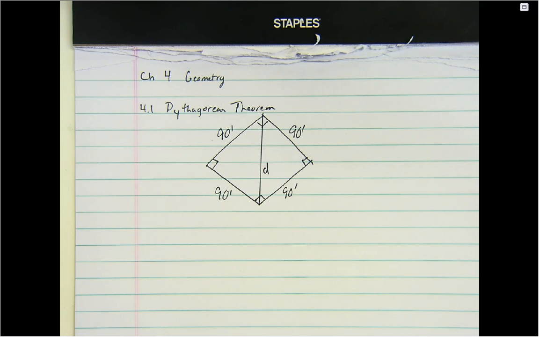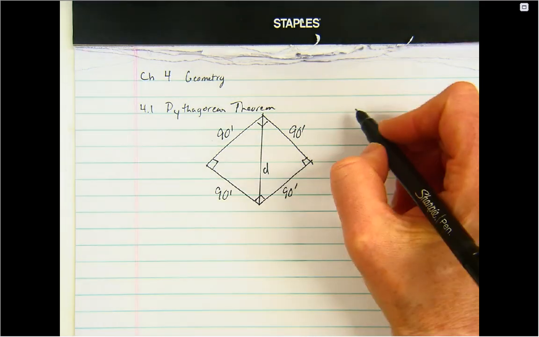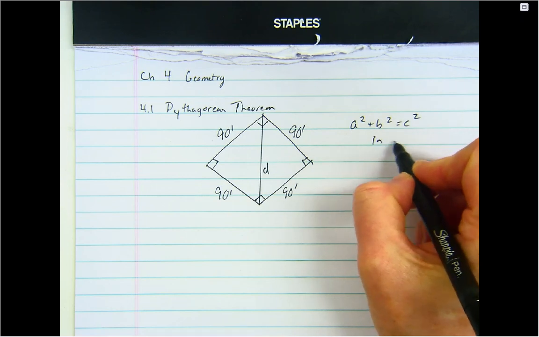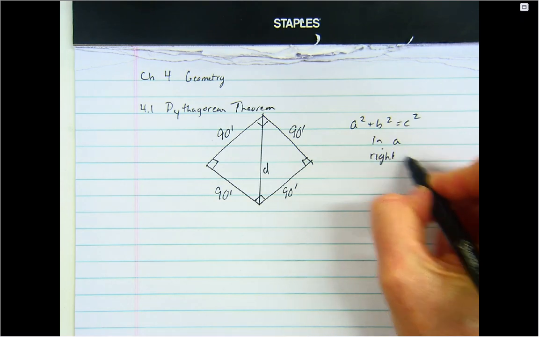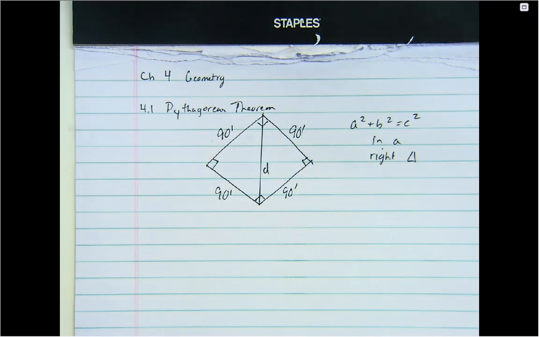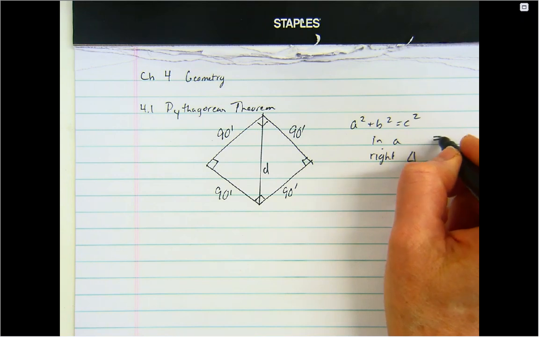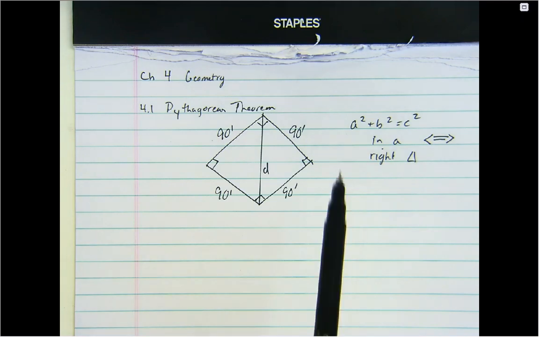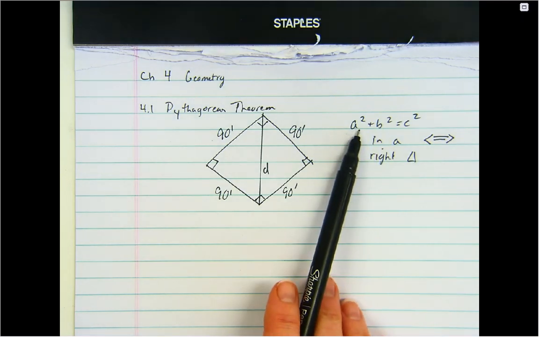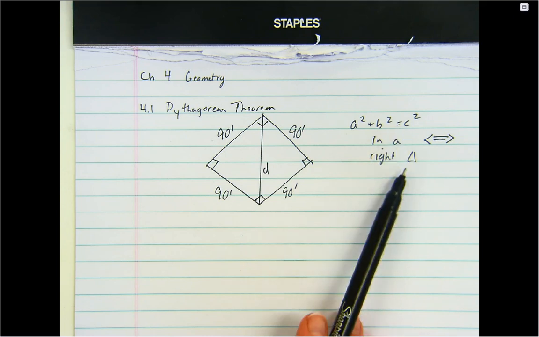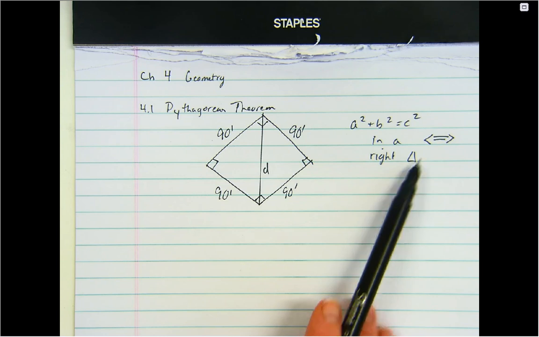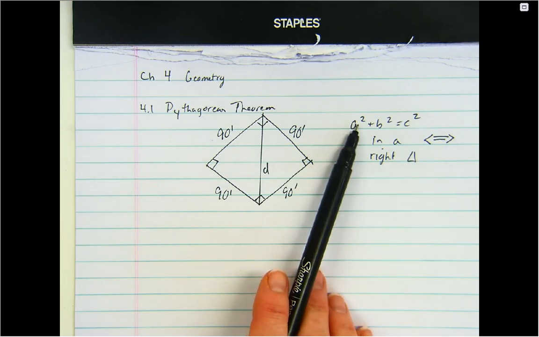A squared plus b squared equals c squared. Good. A squared plus b squared equals c squared in a right triangle. And this is one of the cases where a mathematician would use a double-pointed arrow to mean if and only if. So in other words, if you have a triangle where a squared plus b squared is c squared, then it's a right triangle. Or the other way around, if you have a right triangle, then the lengths of sides a squared plus b squared equals c squared.